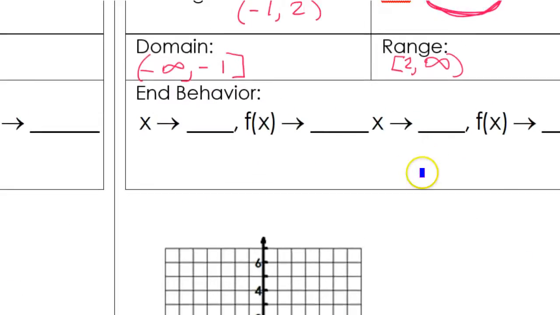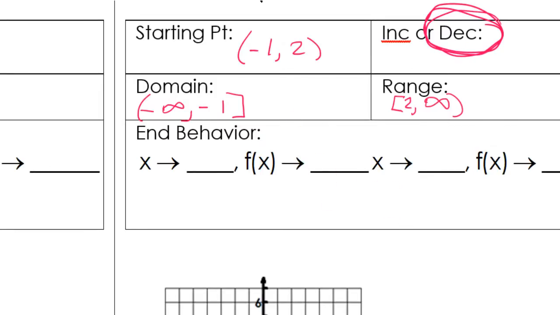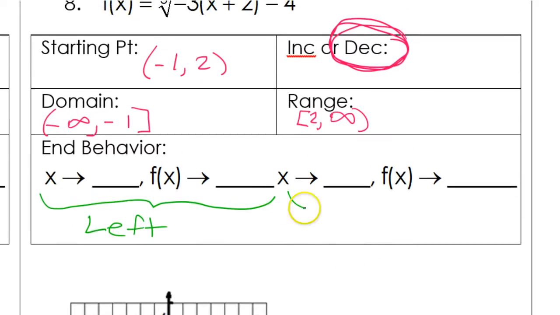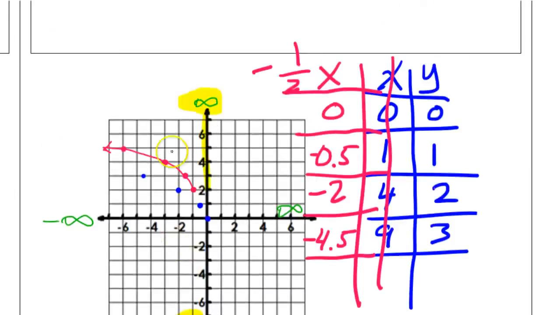Okay, now the last little part, the end behavior. End behavior always has 2 parts to it. This is for the left side of the graph, whatever's happening on the left. And then this will be for whatever's going on the right side of the graph. Okay, so let's start with the left side. When I talk about the left side, I'm sort of looking at this arrow right there.